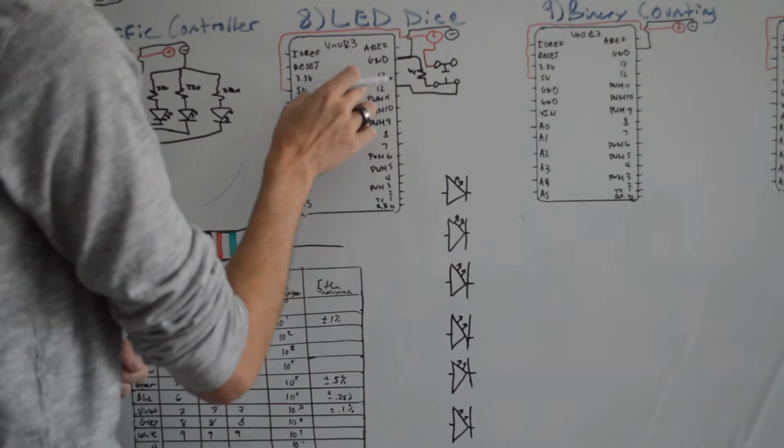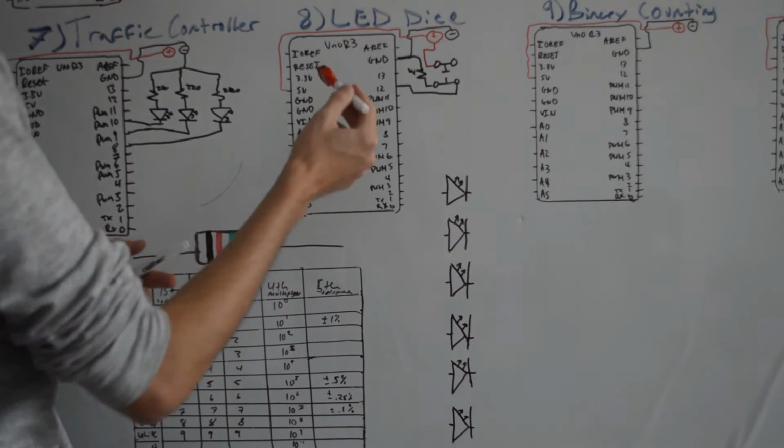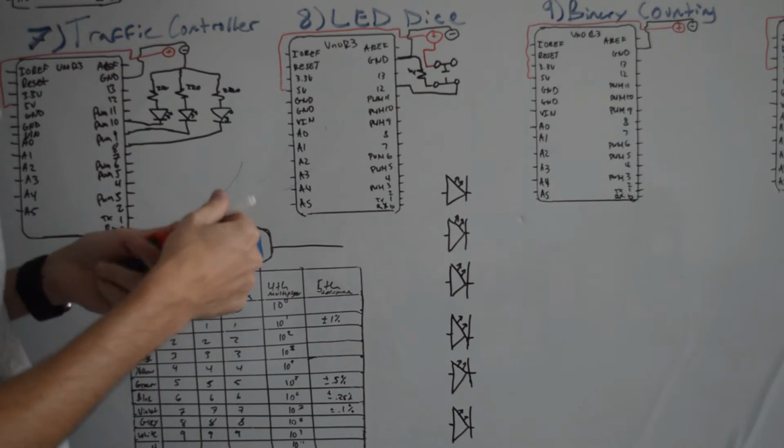So when we press it down, we're going to have 12 light up. That way we can control things, which is going to allow us to scroll our LED dice because we need a way to scroll it.